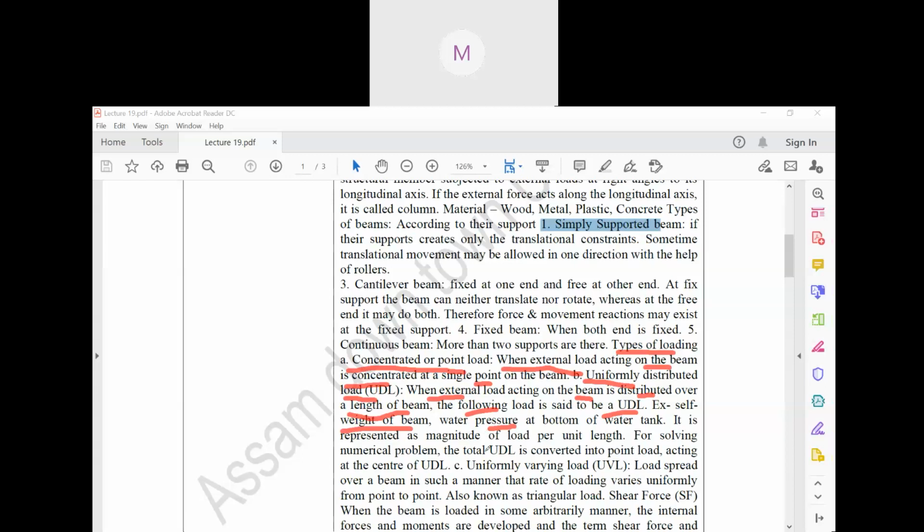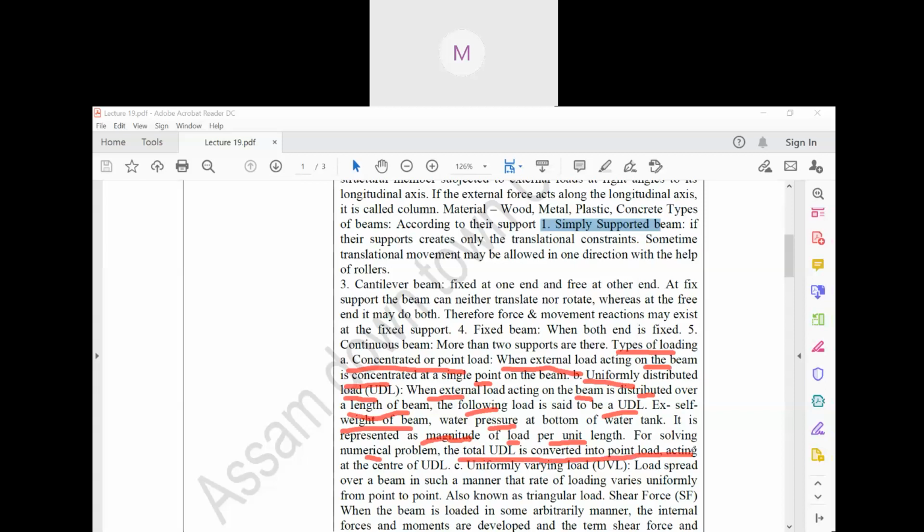So it is measured by what? Magnitude of load per unit length. That's what we discussed now, W per meter. So for solving problems, what happens? The total UDL is converted into point load.